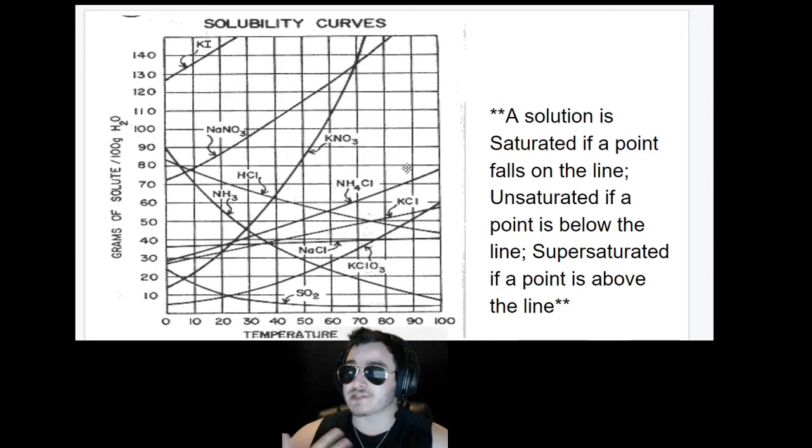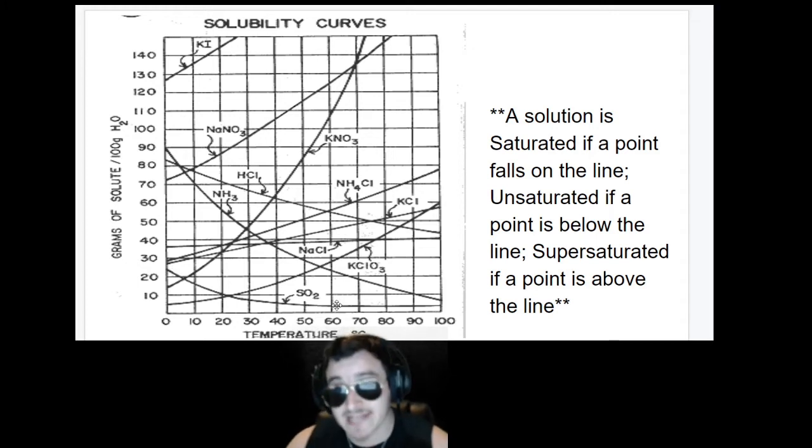As you increase the temperature, you can typically dissolve more stuff in it. That's the general idea. However, you've seen a few examples where that's not the case. HCl goes downward. NH3 goes down there. SO2, which is typically a gas, or almost always a gas. We said earlier that gases do not increase their solubility as you increase the temperature. They actually decrease. So this also proves what we were talking about earlier.